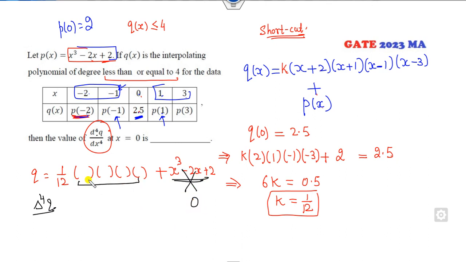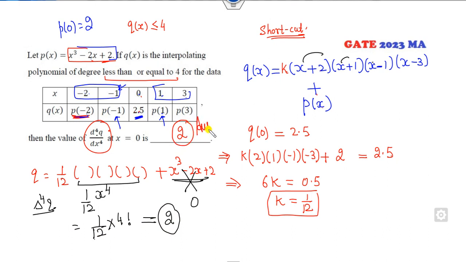What is the coefficient of this? What is the x raised power? You can see x raised power 4 of 1 by 12. So what is the right answer of this? Into 4 factorial. So what is that? 4 factorial is 24 divided by 12 is my 2, is the right answer of this problem. Now you can see within a very simple manner you can solve this in a quick way.